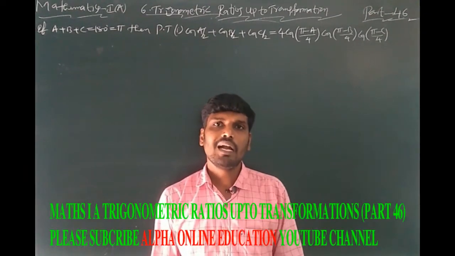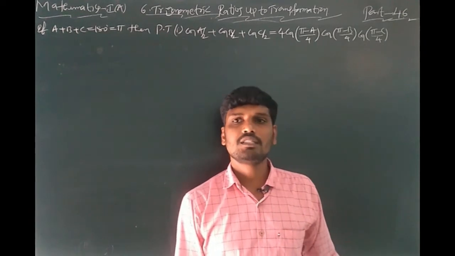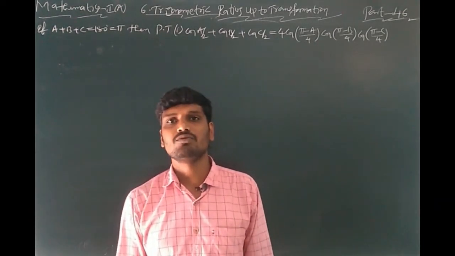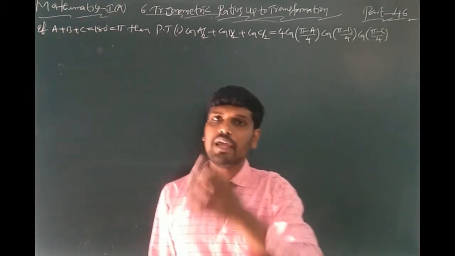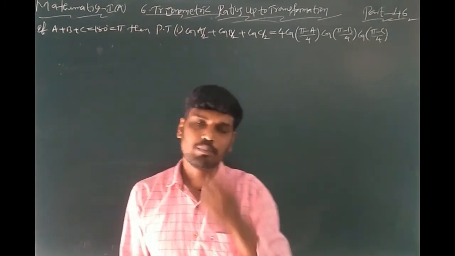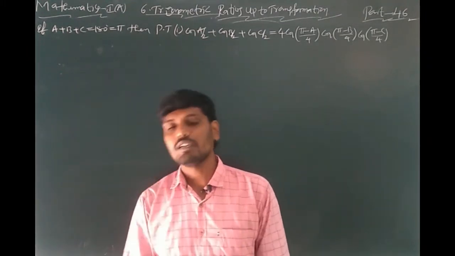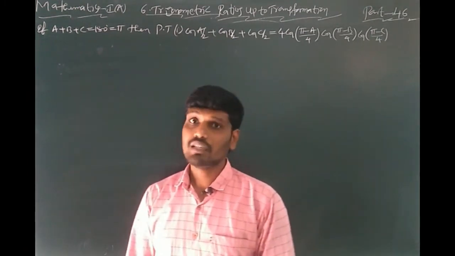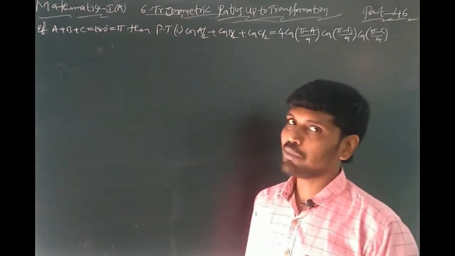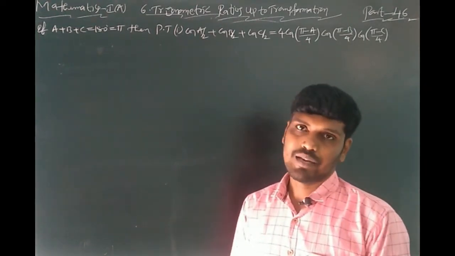Sixth chapter, trigonometric ratios up to transformation. This chapter belongs to Mathematics 1A, part 46. Today's explained problems are important 7-mark problems in the IB examination. The last parts are also very important. Last 2 problems. What is the problem? Today's problems are lengthy, with very useful and important formulas for the IB examination.